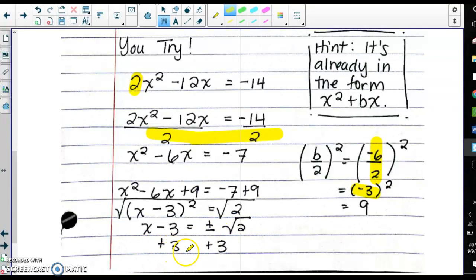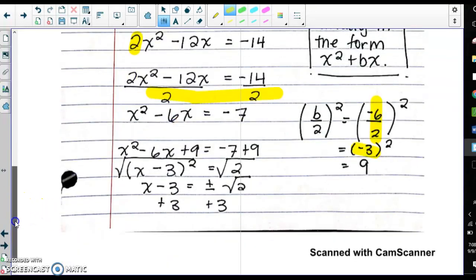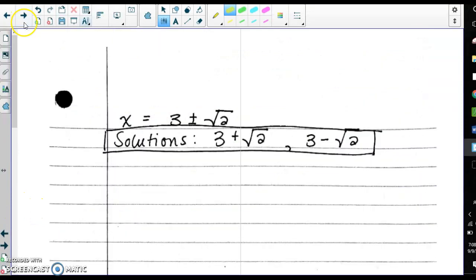And then solve for x. So add 3 to both sides. x is going to be equal to 3 plus or minus the square root of 2. So your solutions are 3 plus the square root of 2 and 3 minus the square root of 2.